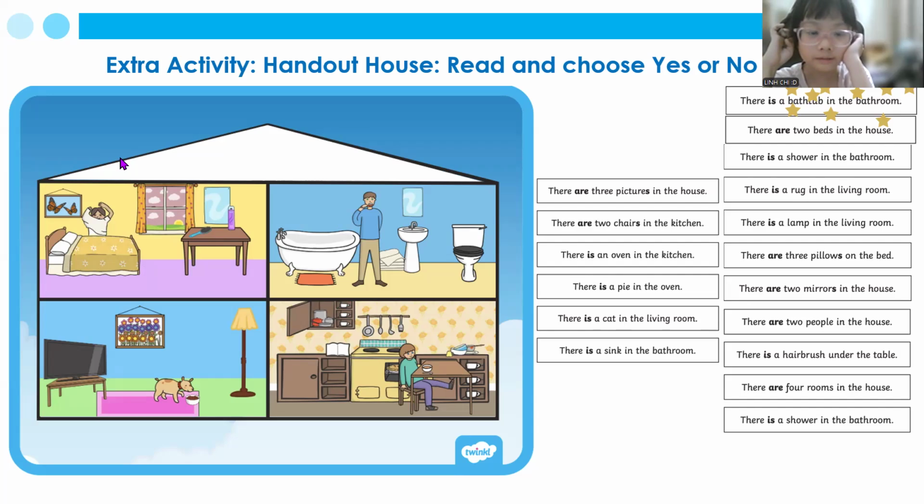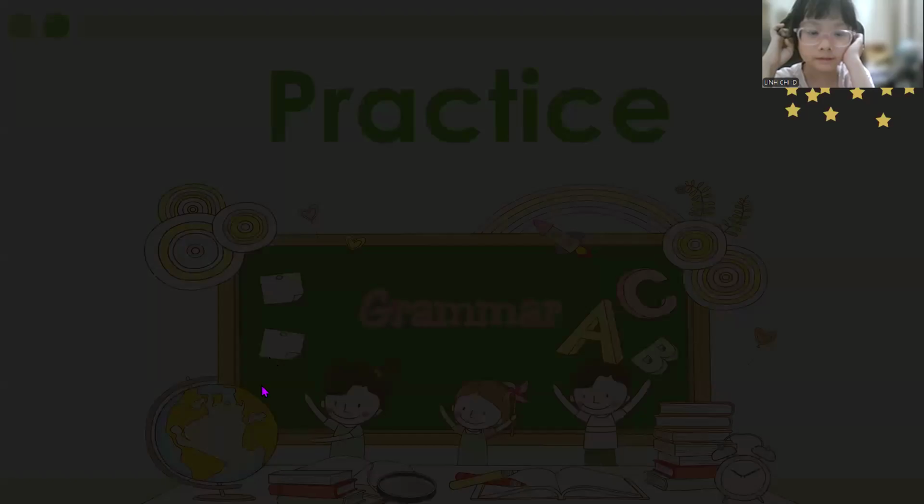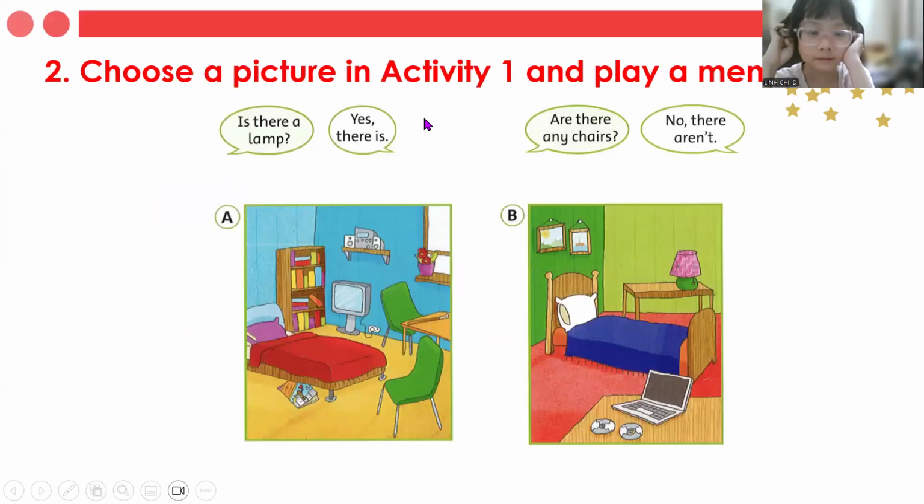So for this one, I'm gonna give you additional 5 stars. One, two, three, four, five. Well done, Mary. You're so smart. Okay. Now in here, let's practice our grammar. Look at the picture and look at it carefully.